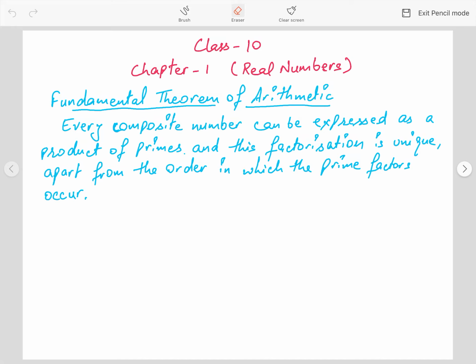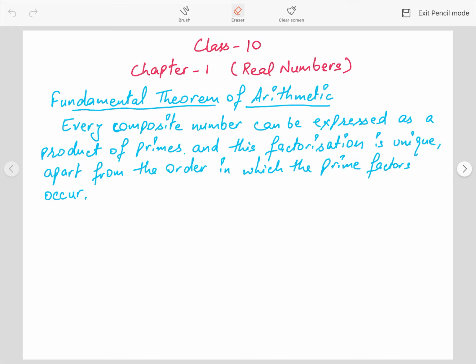The fundamental theorem of arithmetic says that every composite number can be factorized as a product of primes. Moreover, it says that given any composite number, it can be factorized as a product of prime numbers in a unique way. Now why is it said that the product of prime numbers is unique?